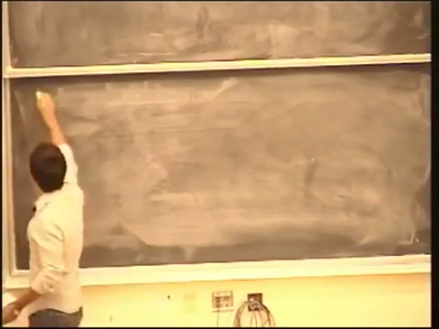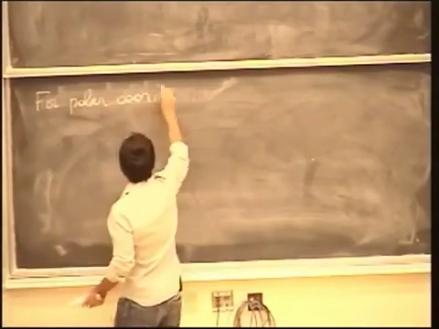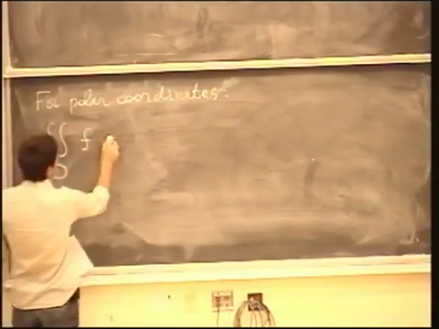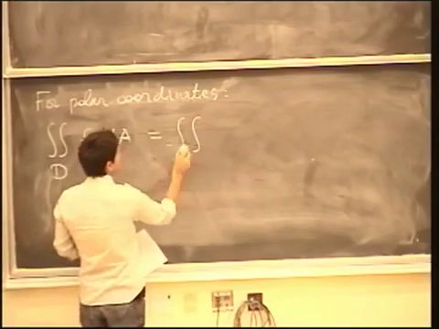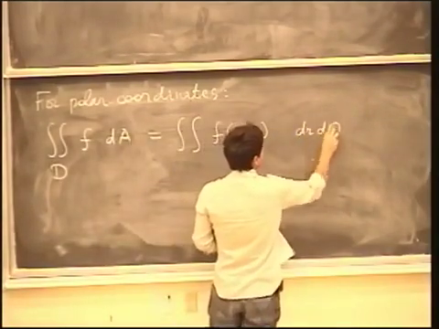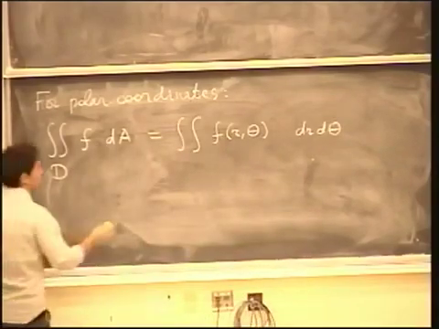Okay? So for polar coordinates, something that was discussed last week. If you have an integral of a function f, dA, you can write it as a double integral in polar coordinates. You have f of r and theta, but then instead of simply putting dr d theta, which you would normally put, you insert an additional factor, which is r.